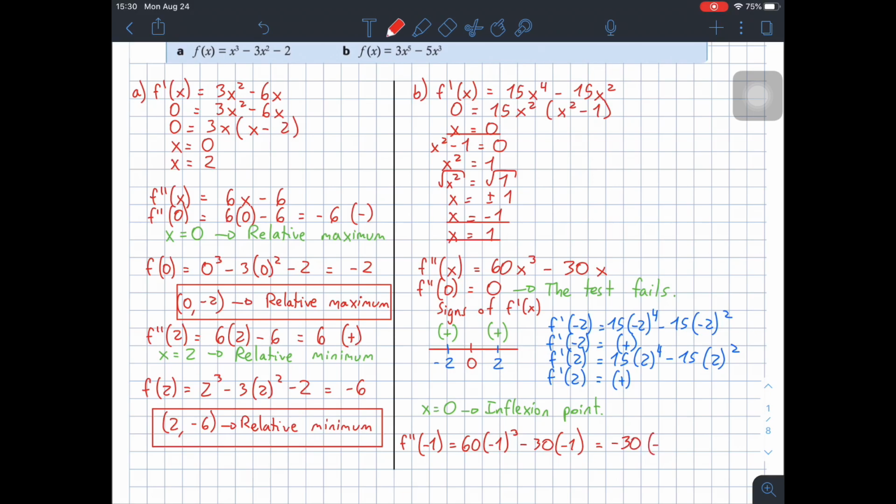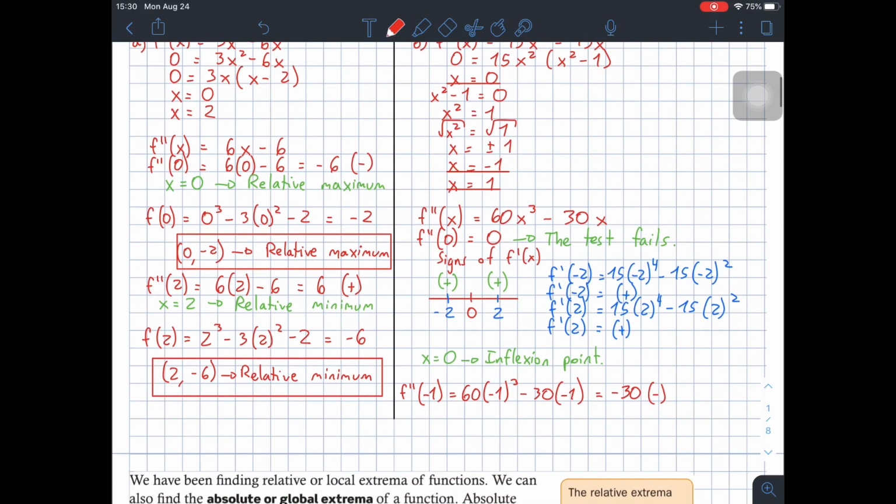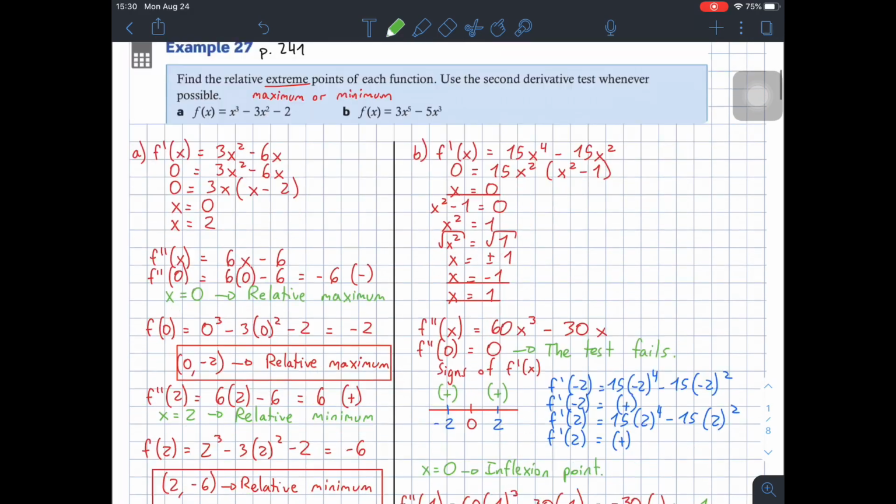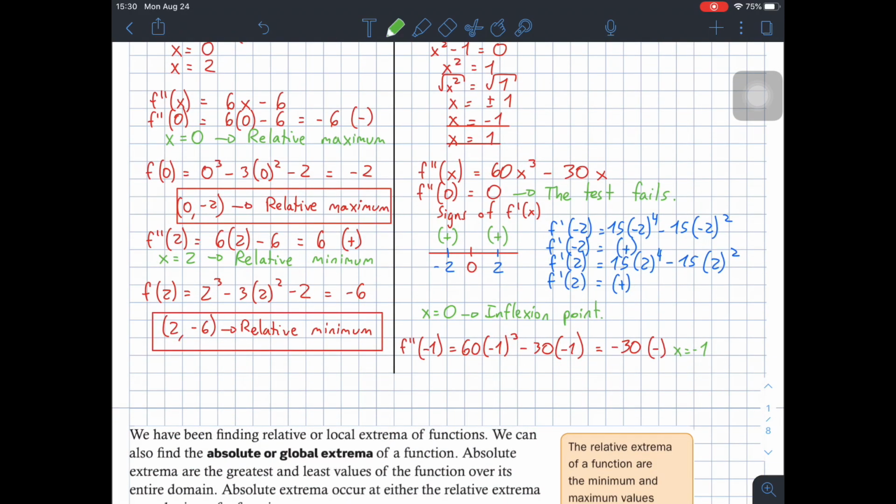And as it is a negative number, it means that at x equals -1, we're having a relative maximum, right? Remember the rule. If the second derivative is negative, then we're having a relative maximum. Okay, so at x equals -1, we have a relative maximum point, right? I'm going to write max.